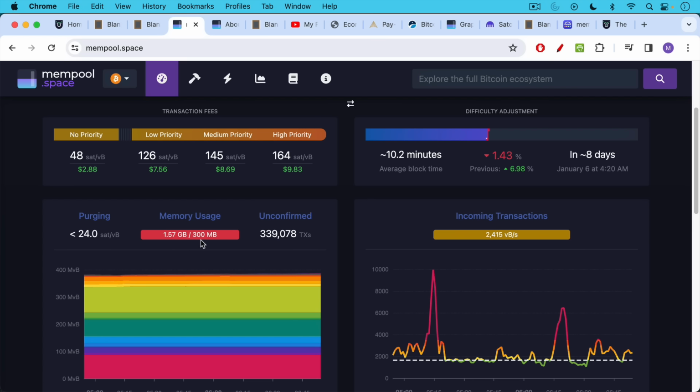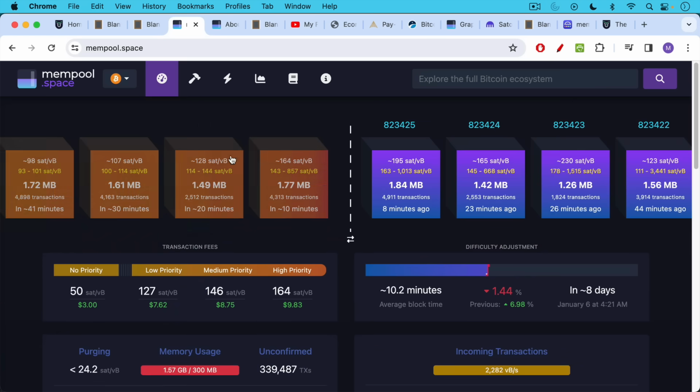Even a year ago, sometimes you would see this below 300 megabytes. There are currently 339,128 unconfirmed transactions waiting in Mempool.space's mempool. Again, every node has its own mempool. And this points out that this mempool, and most mempools, are purging transactions that are less than 24 sats per vbyte. So we can have no priority transactions down here, 48 sats. But if you're bidding 24 sats, you're probably going to be kicked out of everyone's mempools, and you're going to have to bid higher if you want to be included in a block.